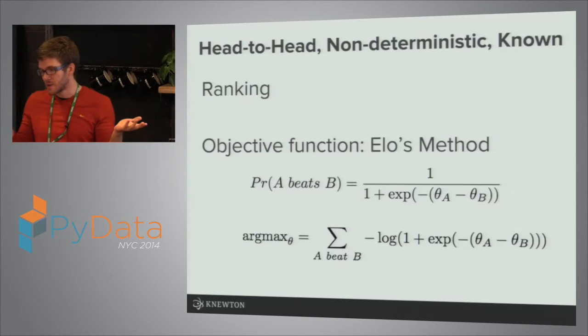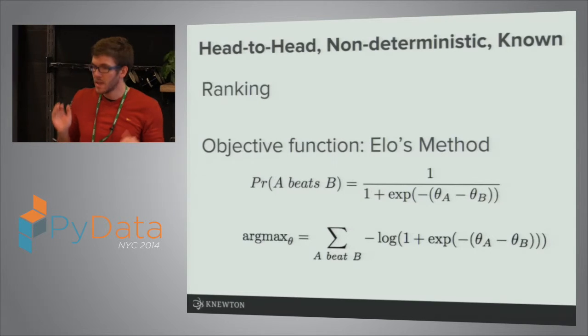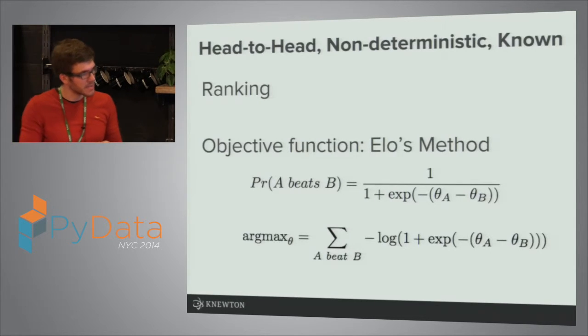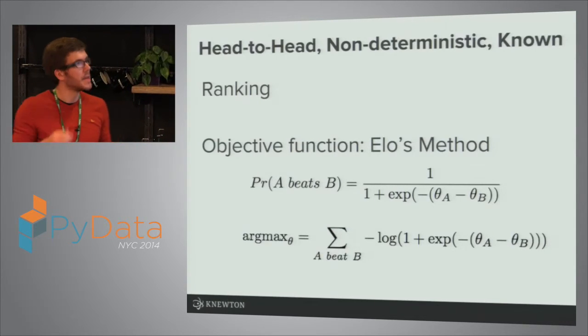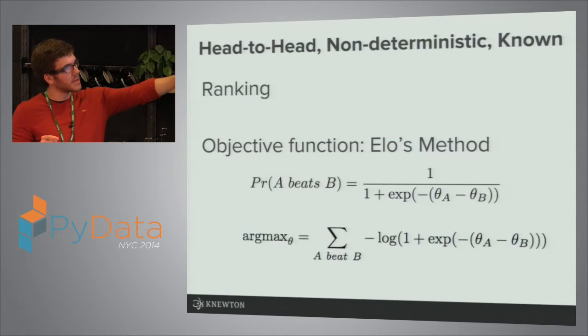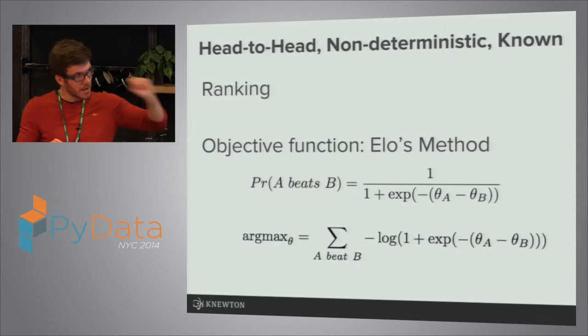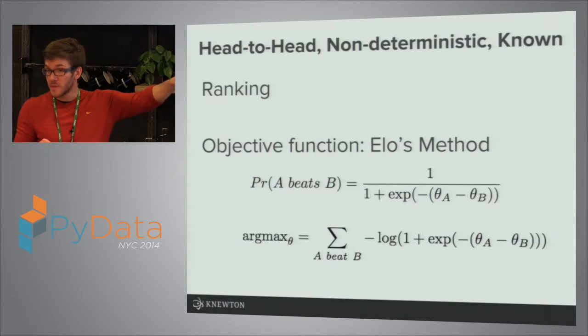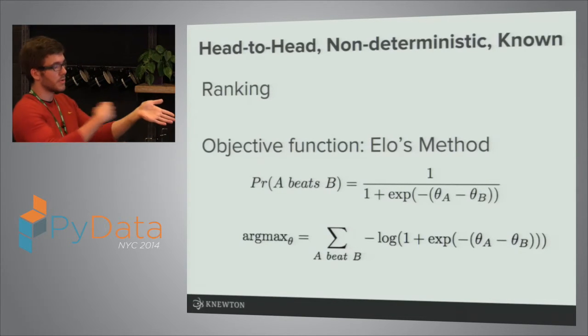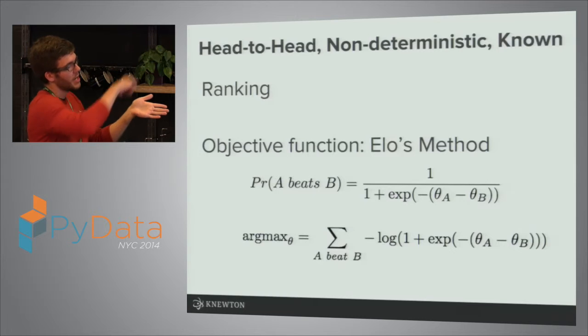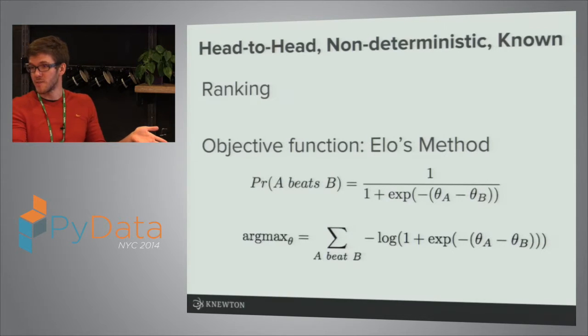So the traditional way of doing this is something called Elo's method. And this was developed in the 60s for chess ranking. And the idea is that we just define the probability that Team A beats Team B as the logistic function of the difference in their skills. So these theta A and theta B are their skills, and we take the logistic of their difference. If you're not familiar with the logistic, it's this sigmoidal curve. And it shows up in logistic regression, which I assume all of you know.